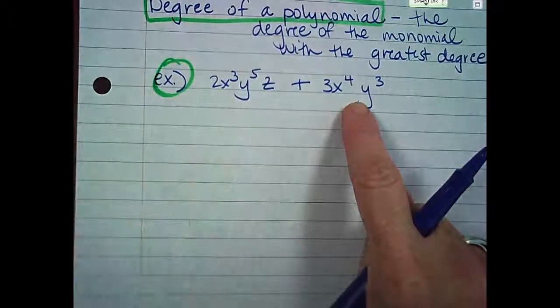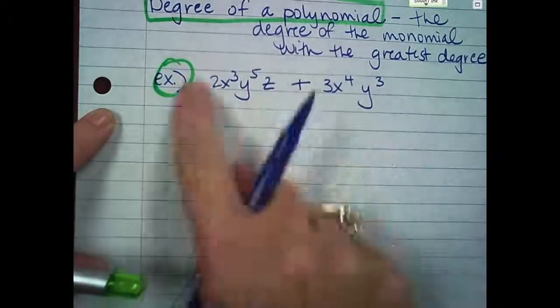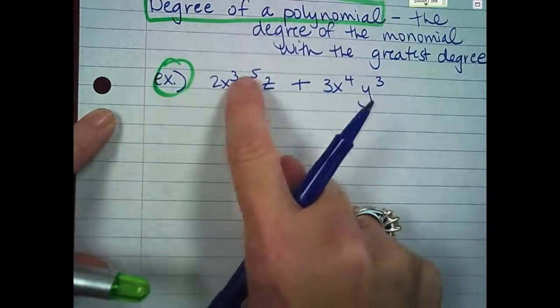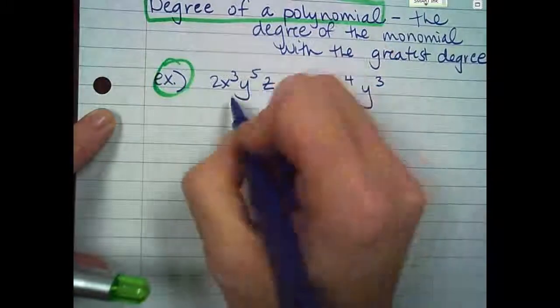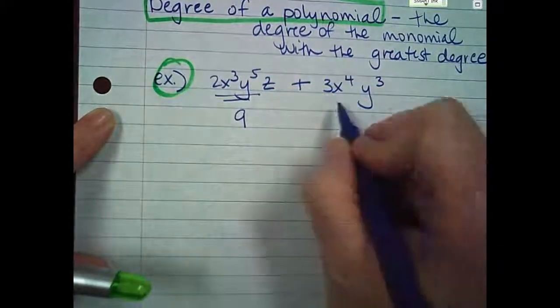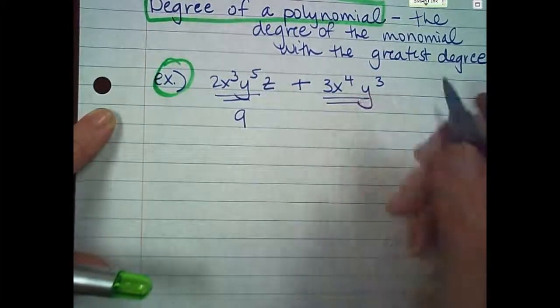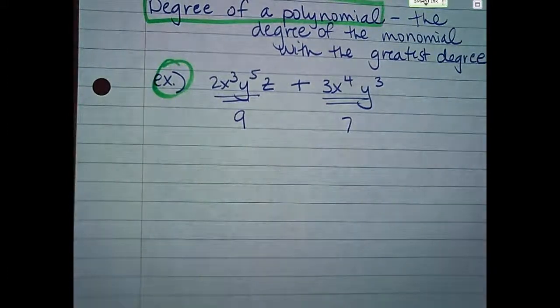So now I'm going to ask you next, what's the degree of this? What's the degree of this one? 5 plus 3 is 8, 9. Right, so the degree here is 9. What's my degree here? 7. So what's the degree of the polynomial?